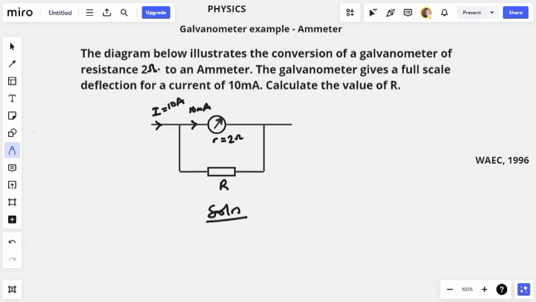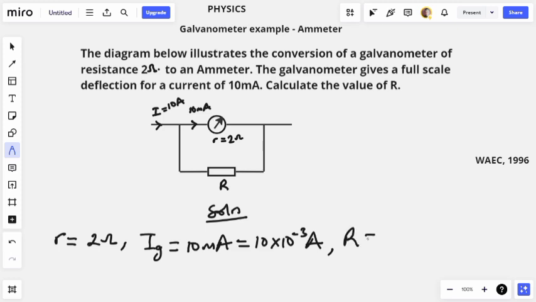As usual, we write out our parameters. The first parameter there is the internal resistance of the galvanometer. That's small r equals 2 ohms. And then the galvanometer gives a full scale deflection for a current, that's galvanometer current, equals 10 milliamps. If you convert that to the standard unit, which is amps, that will be 10 times 10 raised to power minus 3 amps. Then they say we should calculate the value of R.